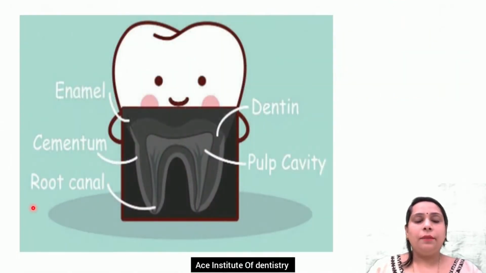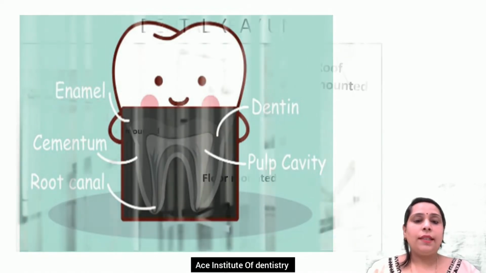So what do we all see when we take an X-ray? We see the dentin, we see the pulp, we see the root canal, we see the cementum, we see the enamel. All these structures we see.